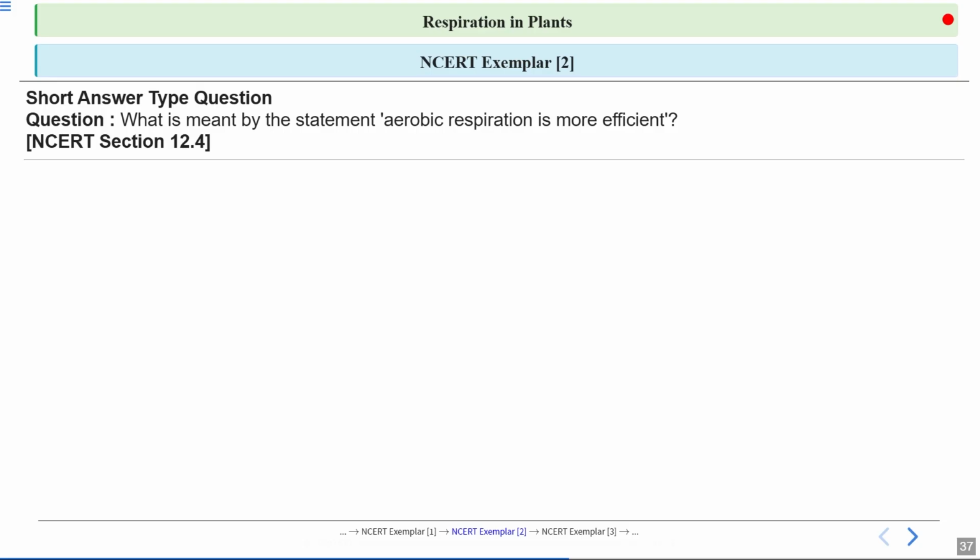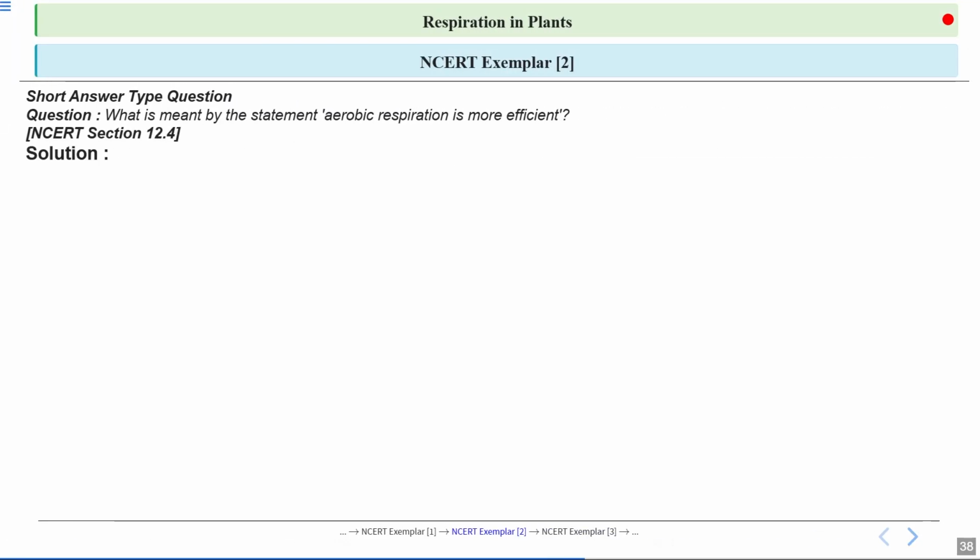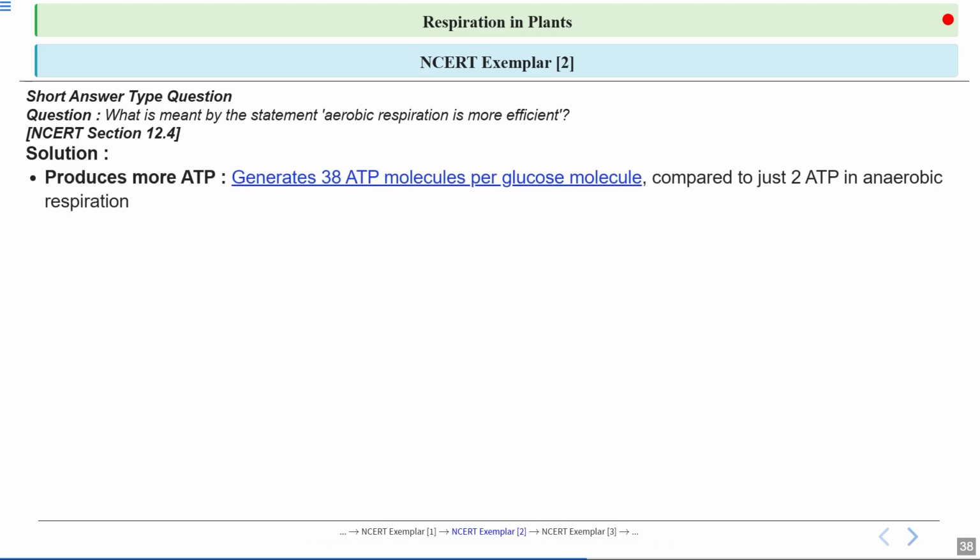Let's look at the next question. What is meant by the statement aerobic respiration is more efficient? So let's look at the solution. Aerobic respiration produces more ATP. It generates 38 ATP molecules per glucose molecule compared to just 2 ATP in the case of anaerobic respiration. In anaerobic respiration, the 2 ATP molecules come from glycolysis, and this is the only energy that is produced.